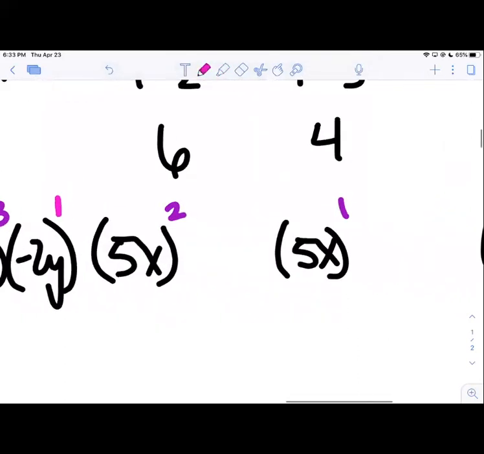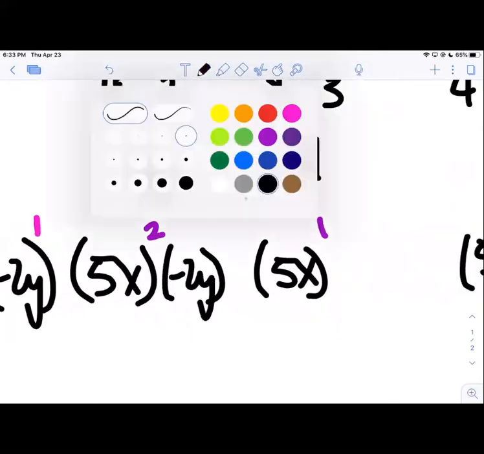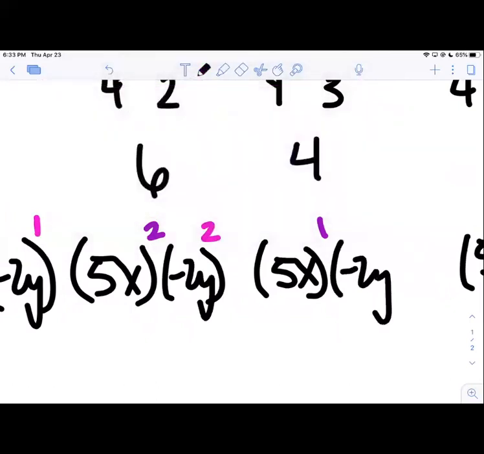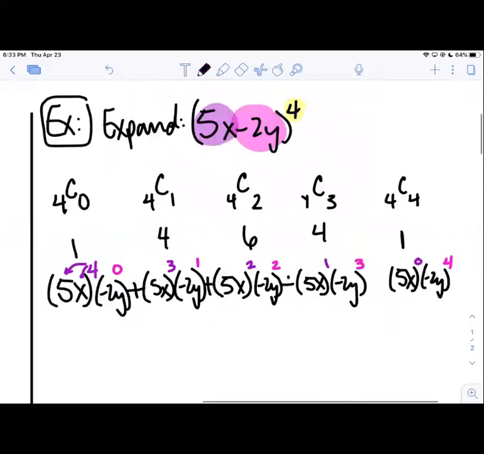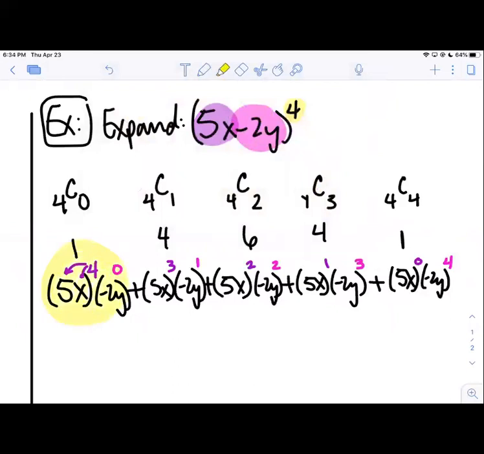Now I'm going to do negative 2y to the, yes, ascending, add 1 each time, to the first. I did not leave a lot of space. Sorry, it's kind of squished. Negative 2y to the second. Negative 2y to the third. And then last is going to be negative 2y to the fourth. Don't forget we're adding up all of these terms together. Plus, plus, plus, plus. And then they all go together. I've got 1 times all of that, and I have 4 times all of that, etc., etc.